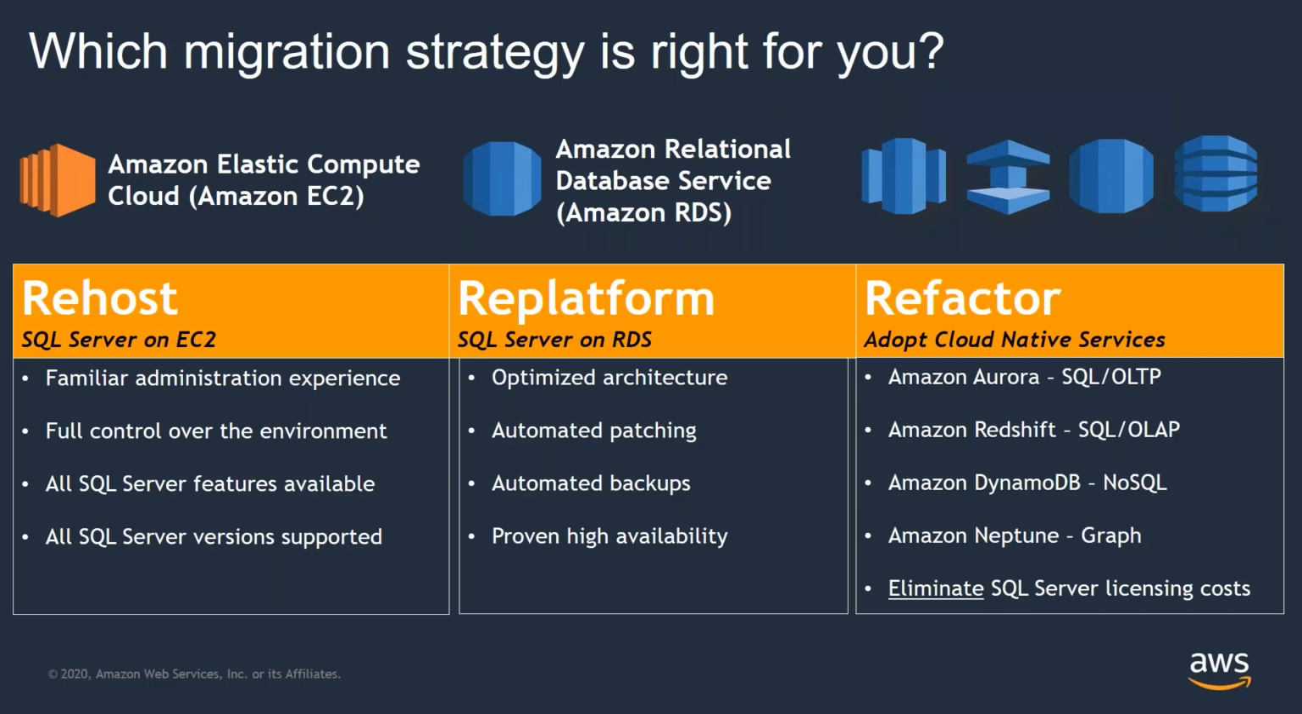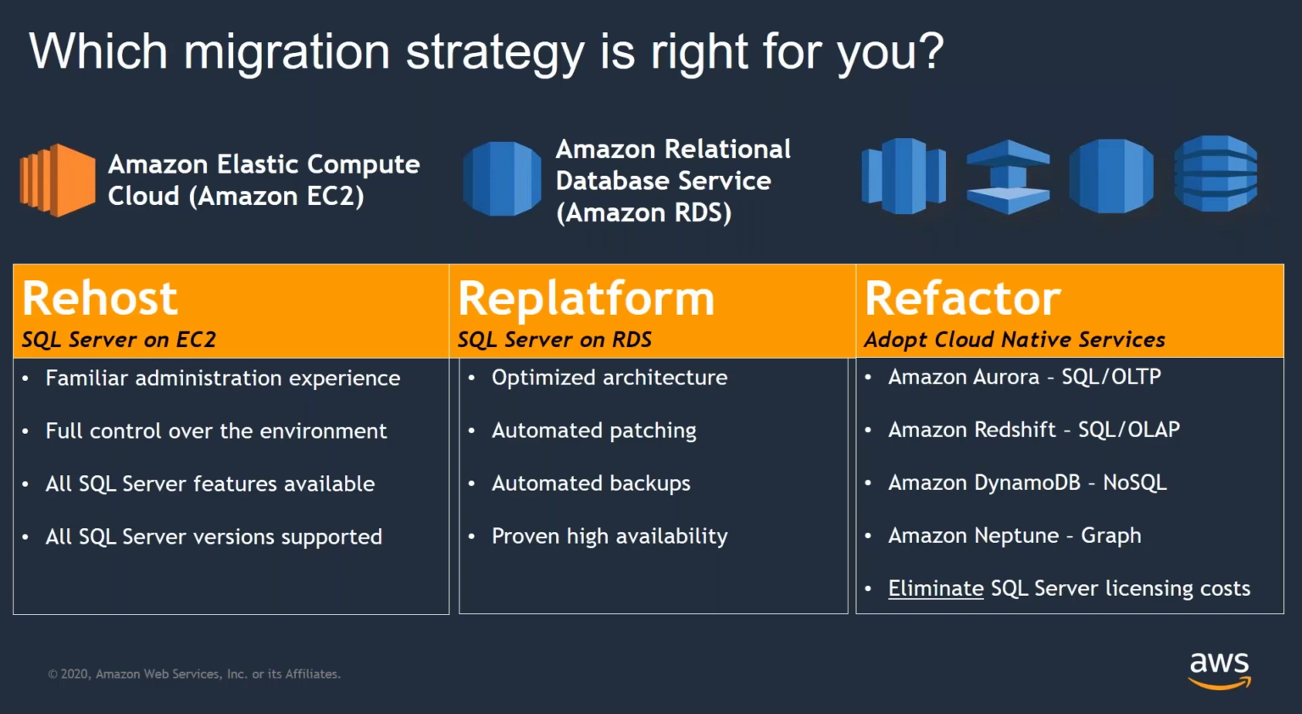A replatform means to run SQL Server on the Amazon Relational Database Service, which is a managed service by AWS that is optimized for SQL Server and automates the architecture, for example, patching, backup, high availability features that will be managed by AWS. A managed service means that we take on most of the undifferentiated heavy lifting of running SQL so that you can focus on higher level value that comes from the database.